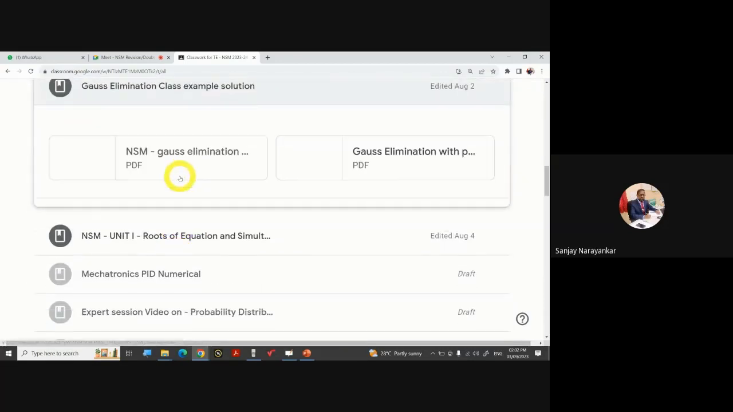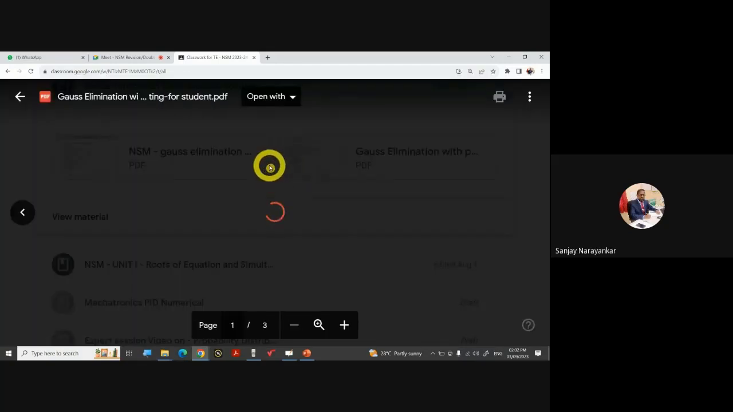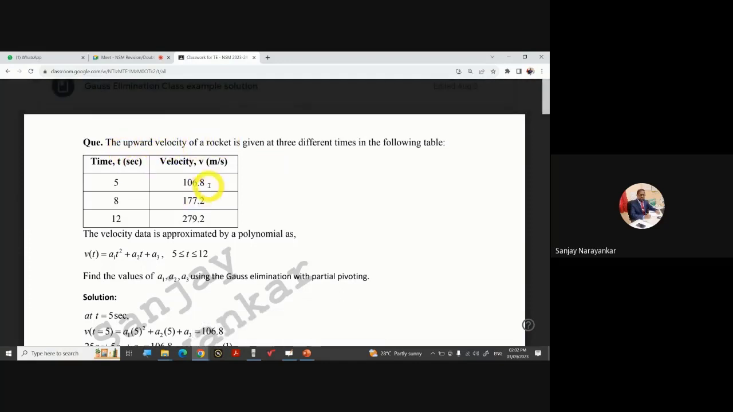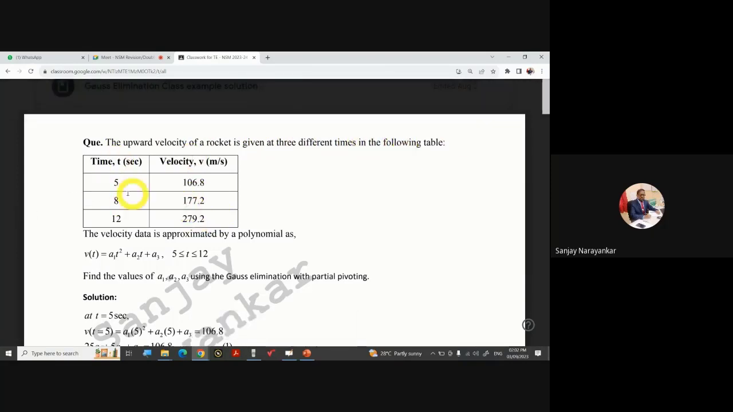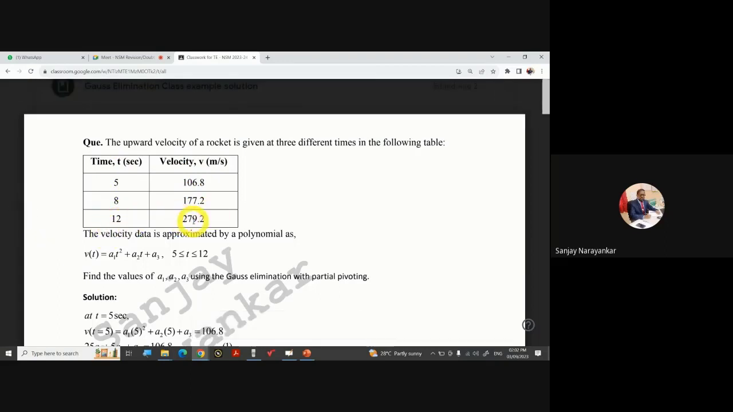I shared 2 examples of Gauss elimination, a practical example. See, this question is again very, very important, students. This is a question the university has asked 3 to 4 times. The upward velocity of a rocket is given at 3 different times in the following table. So time and velocity are given, right? At time equal to 5, the velocity is this. At time equal to 8, this is the velocity. At time equal to 12, this is the velocity in meters per second.